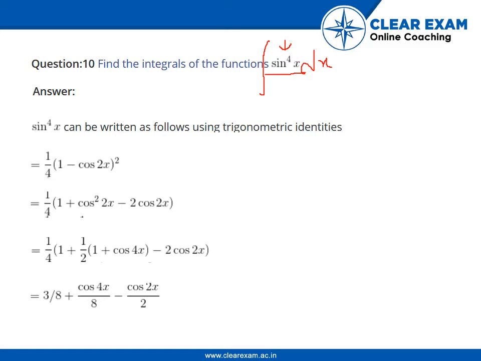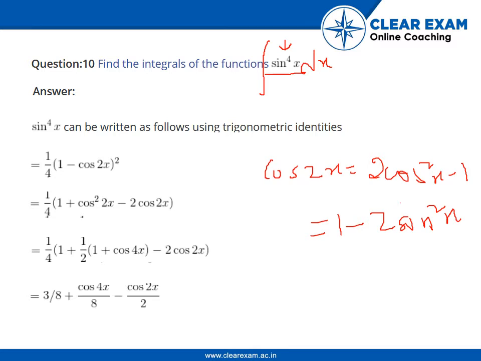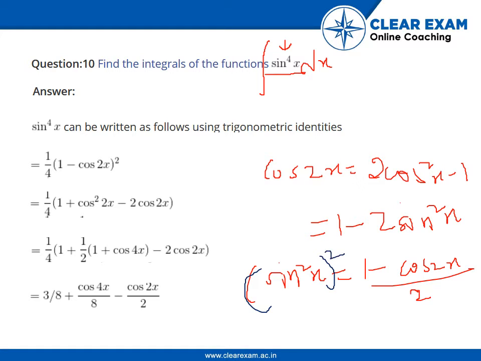First of all, you need to remember an identity, that is cos of 2x is equal to 2 cos square x minus 1, which is again equal to 1 minus 2 sine square x. So we can see that sine square x is actually equal to 1 minus cos of 2x divided by 2. Now if we square both the sides, that is, if we square on the LHS, make it sine raised to the power 4x, then we again square it on the right hand side.